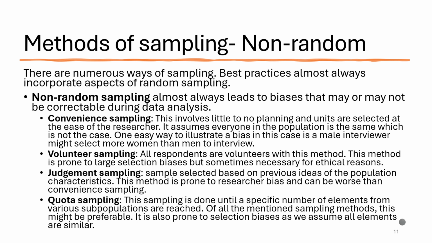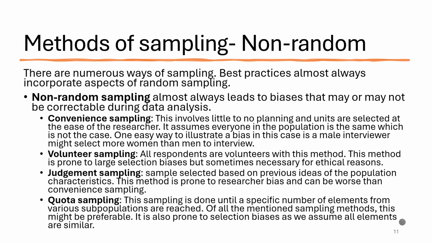Non-random sampling almost always leads to biases and may or may not be correctable during data analysis. Sometimes we do understand that it's more convenient to have a non-random sample, but you have to be able to account for that bias when you're doing your data analysis, and sometimes that's a nightmare. So it's better to always have a random sample.